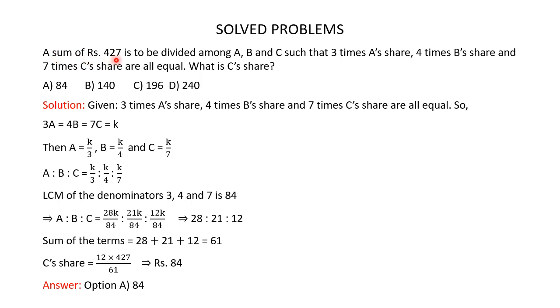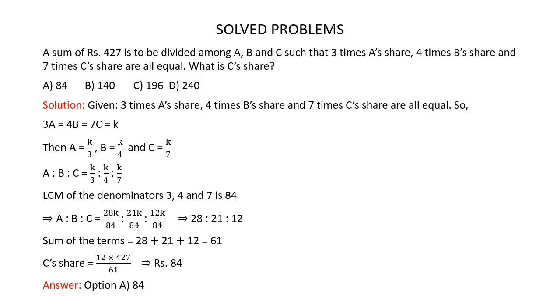A sum of rupees 427 is to be divided among A, B and C such that 3 times A's share, 4 times B's share and 7 times C's share are all equal. What is C's share? You're given four options and you have to find out which of these options is the correct one.